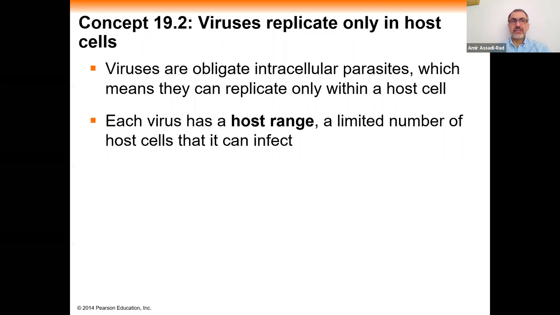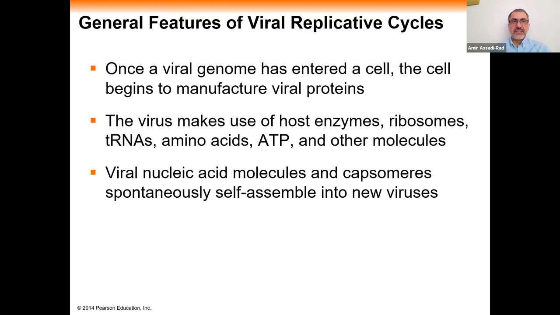Viruses replicate only in host cells. That's right, that's obligate for them. Viruses are obligate intracellular parasites, which means they can replicate only within a host cell. And each virus has a range of host cells, a limited number of host cells that it can infect. Once a viral genome has entered a cell, the cell begins to manufacture viral proteins. The virus makes use of host enzymes, ribosomes, tRNA, amino acids, ATP, all of that from the host cell.